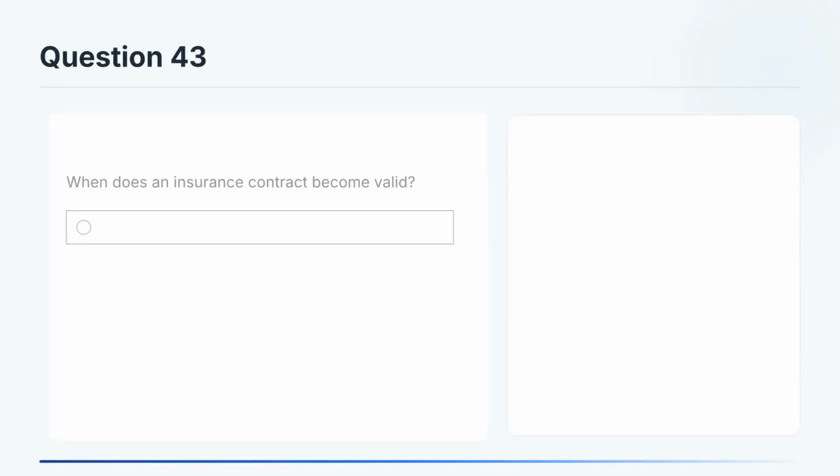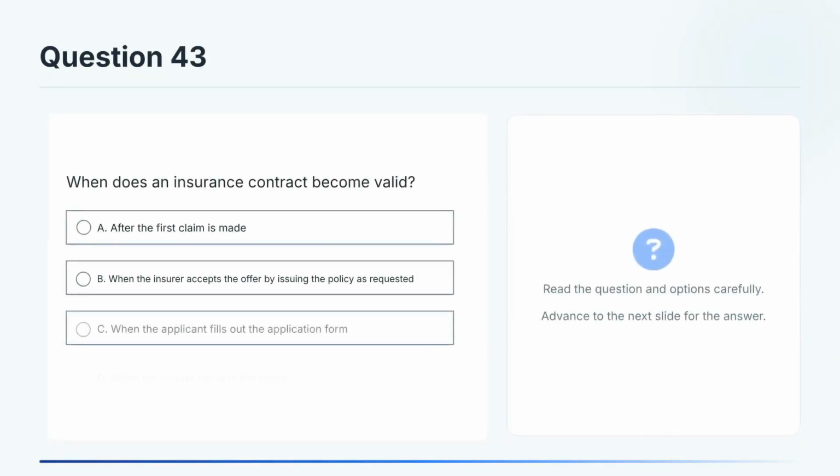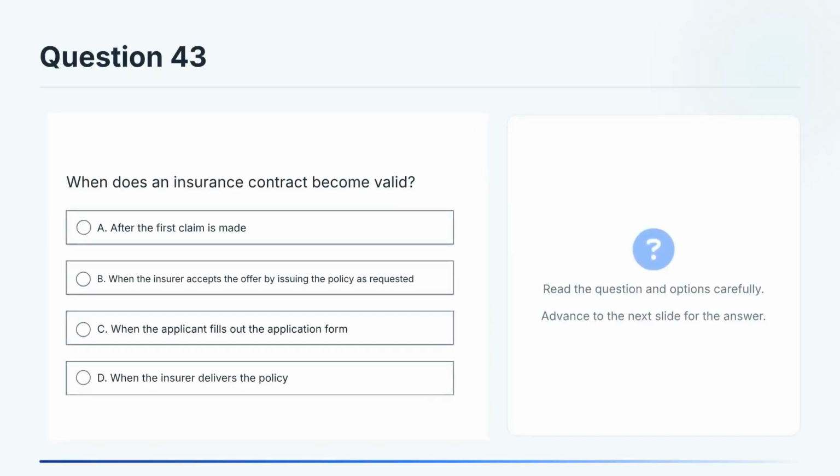Question 43. When does an insurance contract become valid? A. After the first claim is made. B. When the insurer accepts the offer by issuing the policy as requested. C. When the applicant fills out the application form. D. When the insurer delivers the policy.